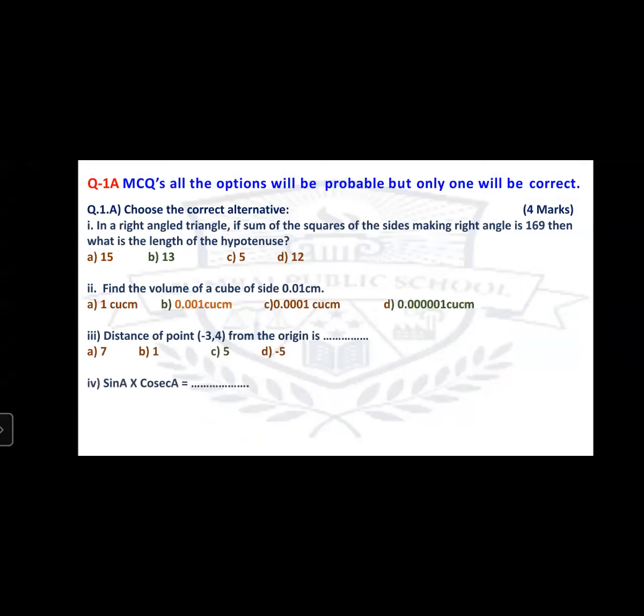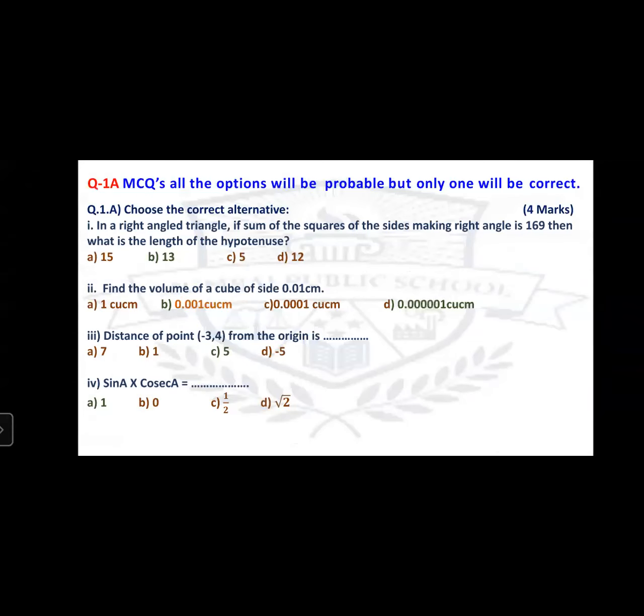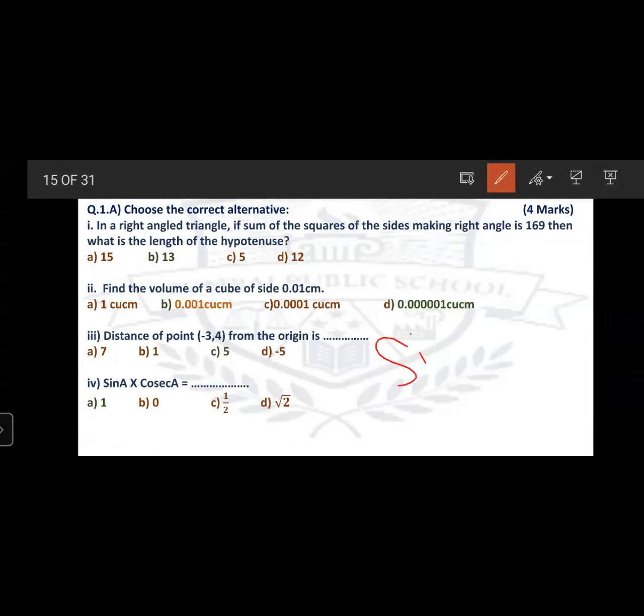Now the last MCQ, sin A into cosec A is equal to dash. Again we solve this question. Now sin A into cosec A. Cosec is the reciprocal of sine. So here we write sin A times 1 by sin A. So sin A gets cancelled. We get 1. So the answer is 1. So the correct option is A.